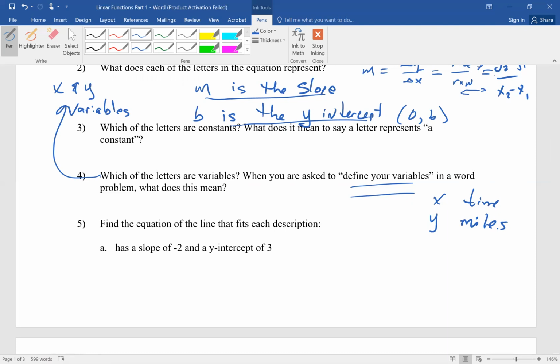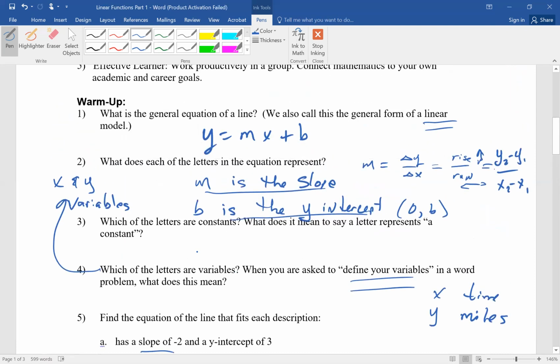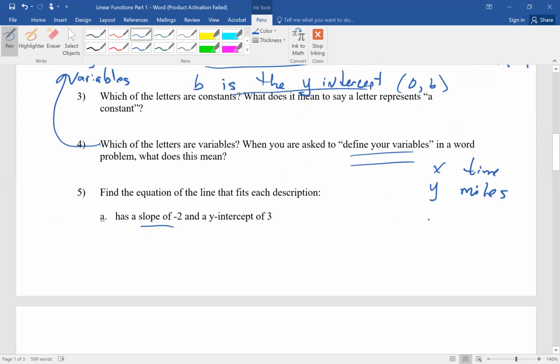Just mechanically, if you were asked to get the equation of a line that fits each description, that has a slope of 2 and a y-intercept of 3, again, the only things you need for the equation of a line are those two constants, meaning those two numbers that aren't going to change, and then x and y will be the variables that do change. Depending on what you plug in will depend on what you get out.